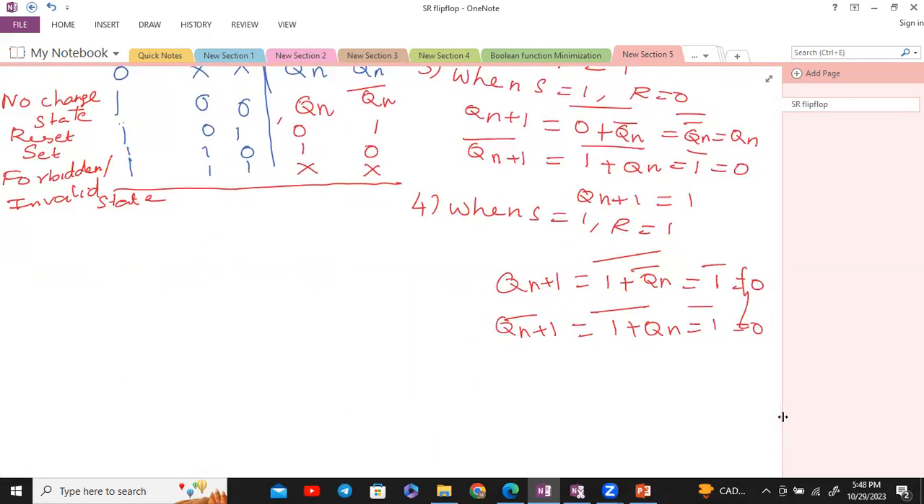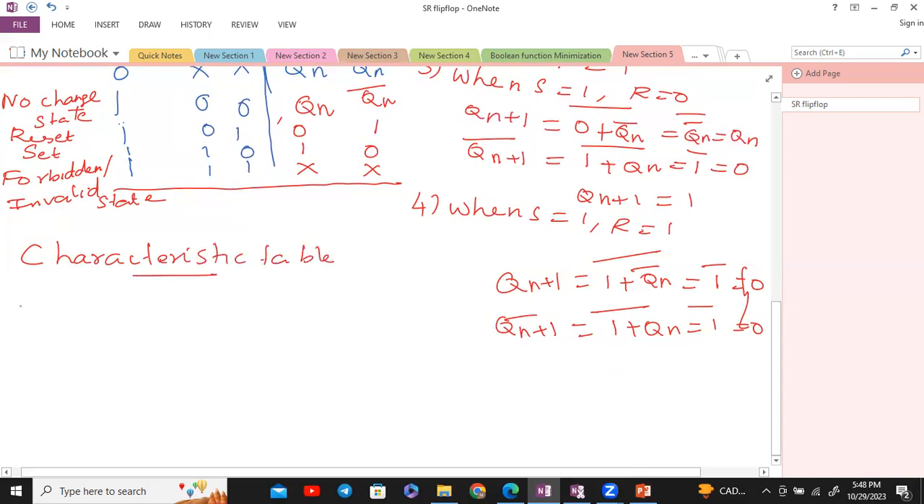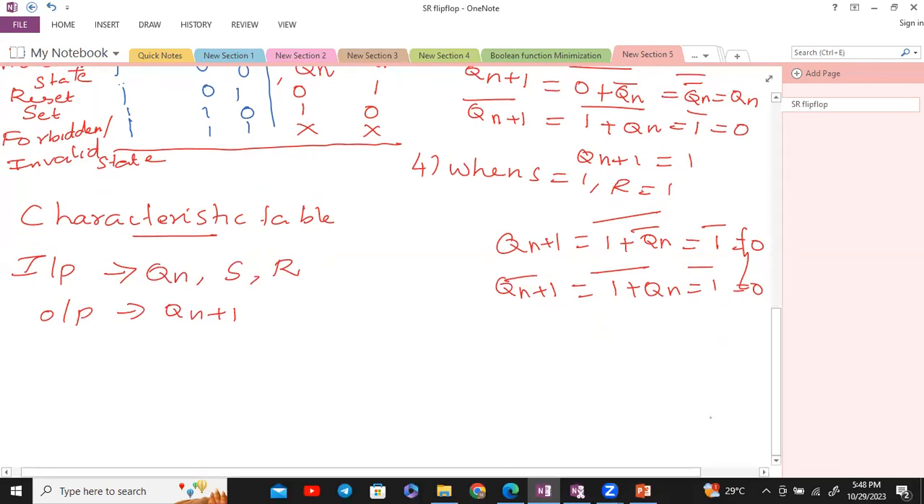Next, we can move on to the characteristic table. What are the inputs to the characteristic table? The inputs to the characteristic table are Qn, then the set input and the reset input. And the output is Qn plus 1. Okay. So we have 3 inputs, right? So it is Qn, S, R, and Qn plus 1 is the output. So since it is a 3-bit combination, we have 0, 0, 0 to 1, 1, 1.